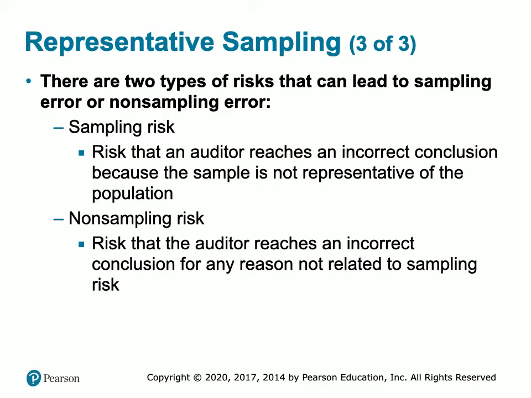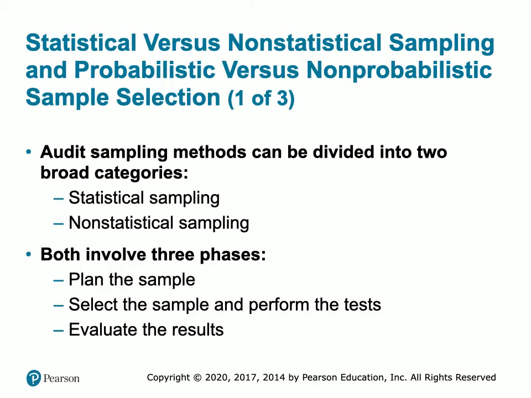Non-sampling risk is more you. It's you reach an incorrect conclusion for anything not related to sampling risk, which means that you made an error in selecting, you made an error in assessing exceptions, you made some type of judgment error, or you overrode the sampling process. So that's more of you reached an incorrect conclusion because you did something wrong in the application of sampling.